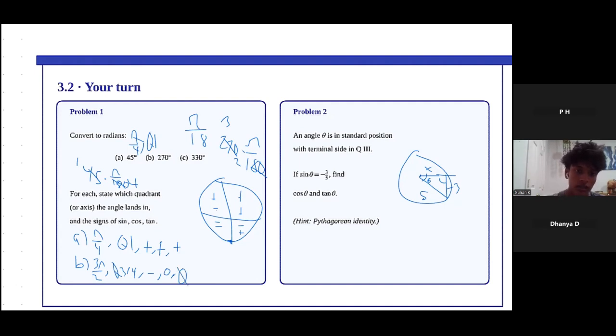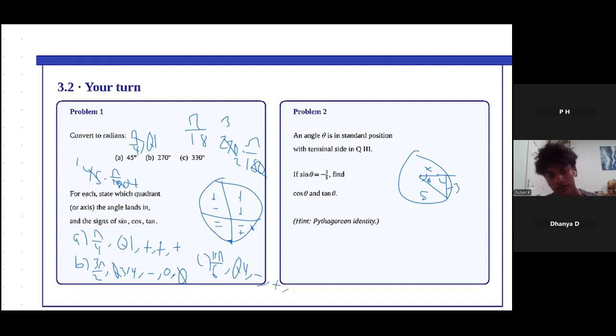And for the last one, 330 times pi over 180. I'll just do it in my head real quick to save some time. It's going to be 11 pi over 6, which is going to be like over here. So fourth quadrant. This is Q4. And sine is going to be negative. Cosine is going to be positive. And negative divided by positive is negative. So tan is also going to be negative.